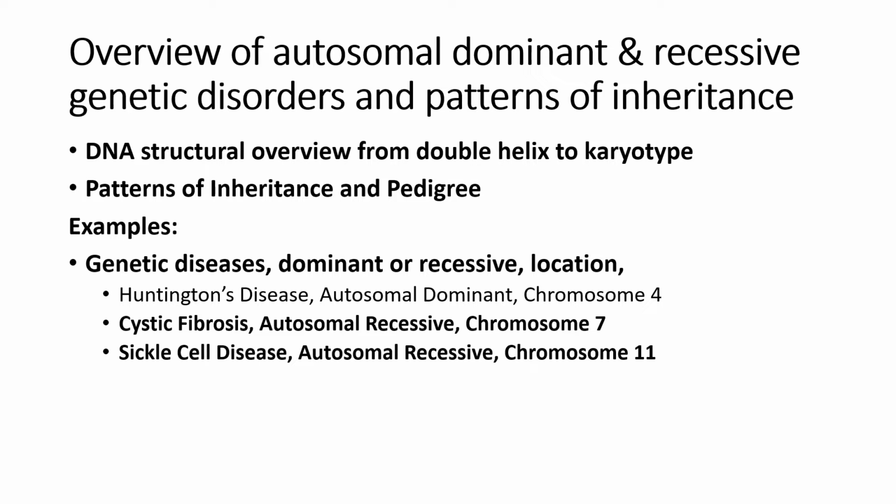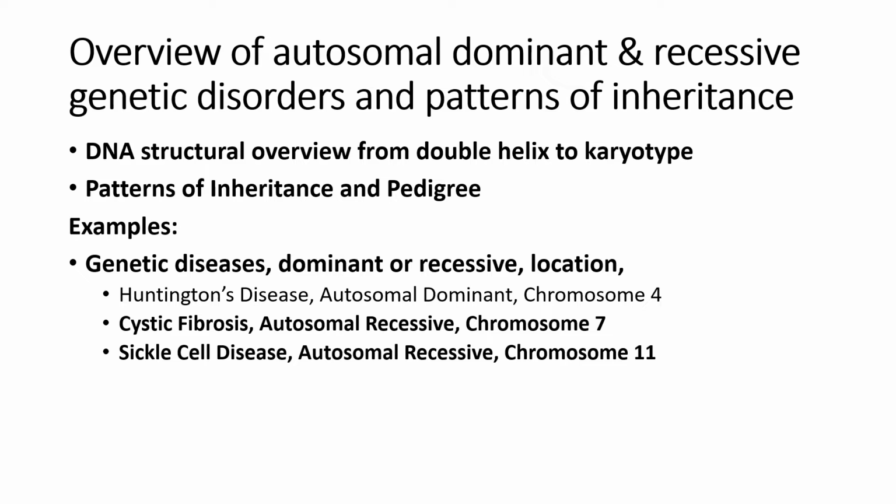It's best to start by focusing first on DNA structure to provide an overview of the double helix, which is going to be the smallest unit where the DNA code is written, and we will expand it all the way up to a karyotype that contains all the chromosomes that contain all this DNA information.